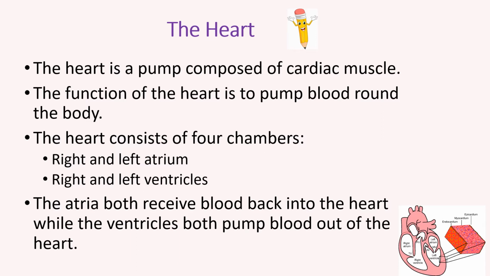The heart consists of 4 chambers, and you need to know and label the 4 chambers. So you've got your right and left atrium, which are always at the top, and your right and left ventricle, which are always at the bottom. So the atria both receive blood back into the heart, while the ventricles both pump blood out of the heart, and you need to know that. So atria receive the blood because they're at the top, ventricles pump blood out of the heart.